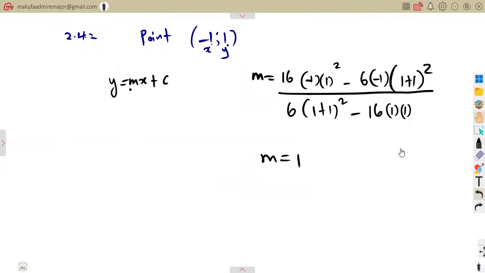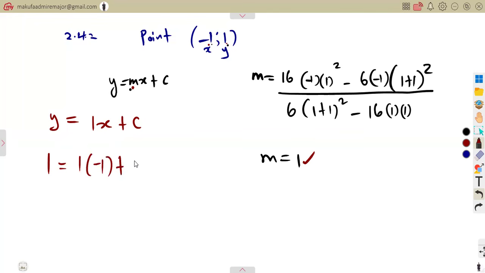So having the gradient and a point, it's enough to determine the equation. Remember, our equation is y is equal to mx plus c. m is the gradient. That's 1x plus c. So you can substitute the point that you're given, x, y: in place of y, that's 1, in place of x, that's a minus 1, plus c. So 1 is equal to 1 times minus 1, that's minus 1 plus c. Transpose this, that was going to be 1 plus 1, which is 2. So c is equal to 2.